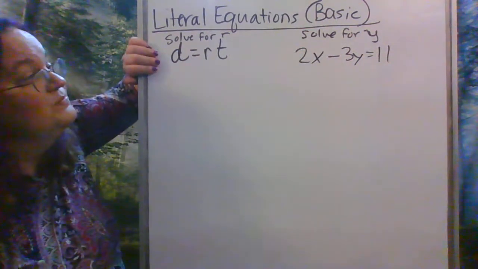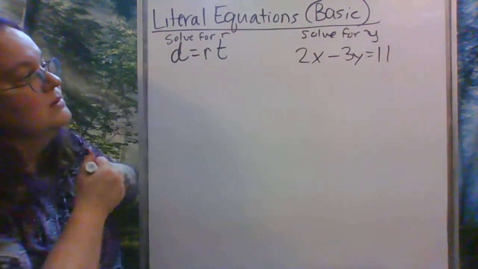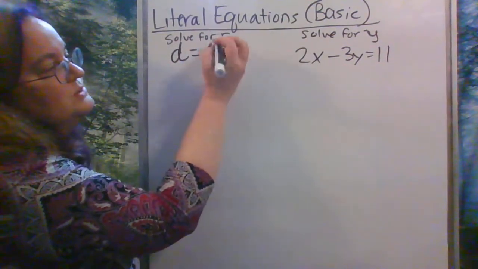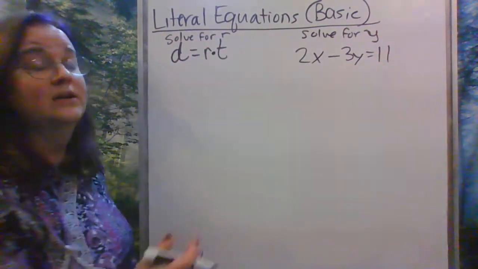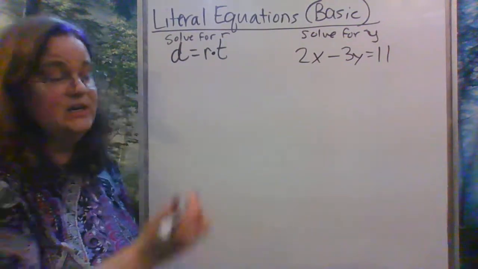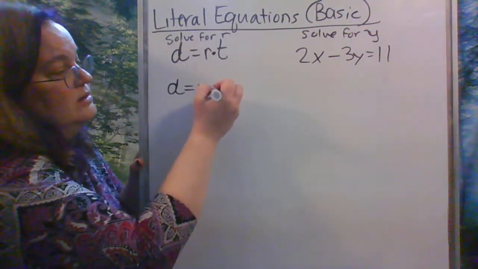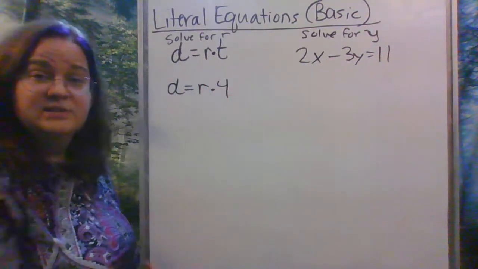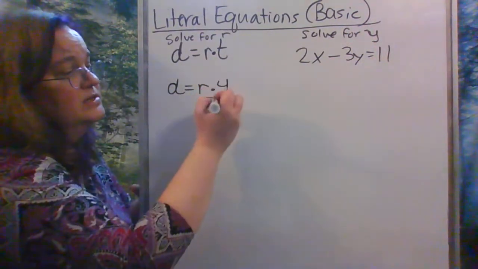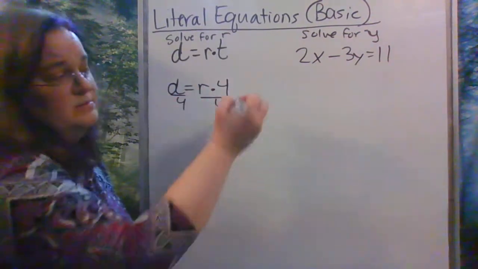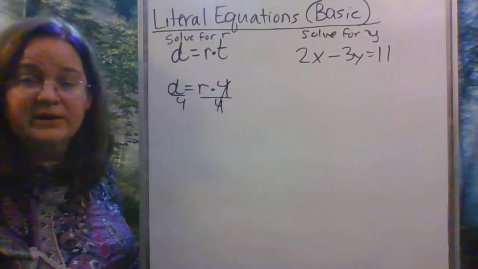All right, so let's say I wanted to solve this for r. Well, right now it's d equals r times t. How do I get rid of multiplication? If I had given you the formula and said r times 4, you would say the opposite of multiplying by 4 is dividing by 4. So you just divide by 4, that would go away, and r would be by itself.